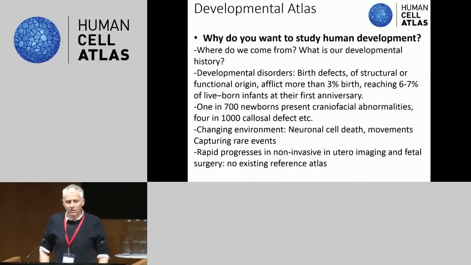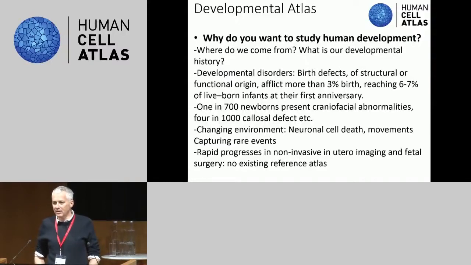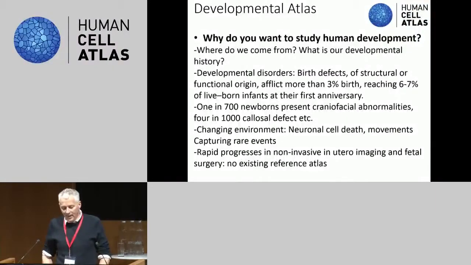One key question is, where do we come from? What is our cellular history? How do you go from an egg to a person, someone like me? Why are we all looking different? So what are the mechanisms in development that generate diversity and identity? It was really a basic question that is, I think, one of the most important ones.